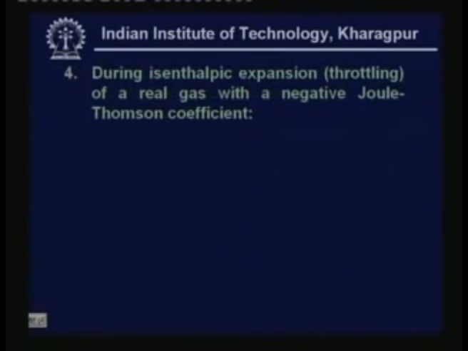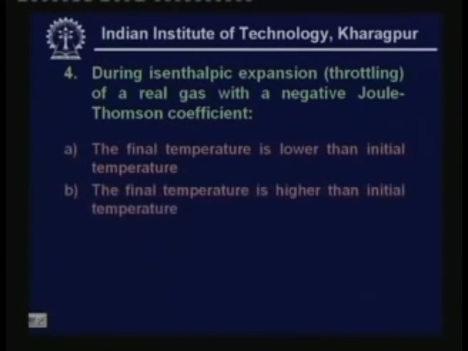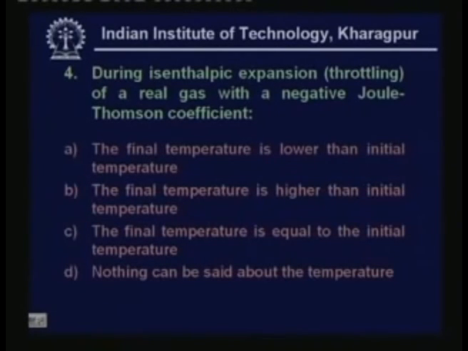And the fourth problem is, during isenthalpic expansion of a real gas with negative Joule-Thomson coefficient: the final temperature is lower than the initial temperature; the final temperature is higher than the initial temperature; the final temperature is equal to the initial temperature; and finally, nothing can be said about the temperature.